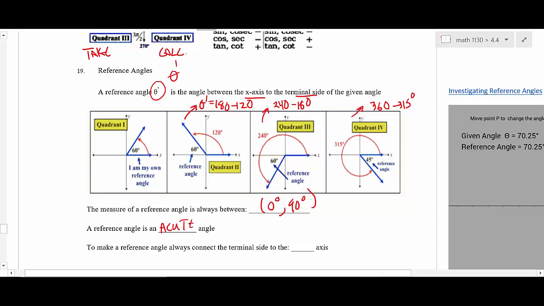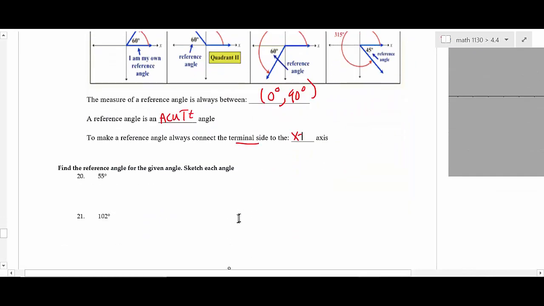So a lot of times I'll see students give me reference angles that are outside of that range, and it can't be that way. It's always an acute angle. It's always between the x-axis and the terminal side. Okay, and to make a reference angle, always connect the terminal side to the x-axis. So they want to make sure that you're clear on this, and I'll show you what we do with this in the next thing here.